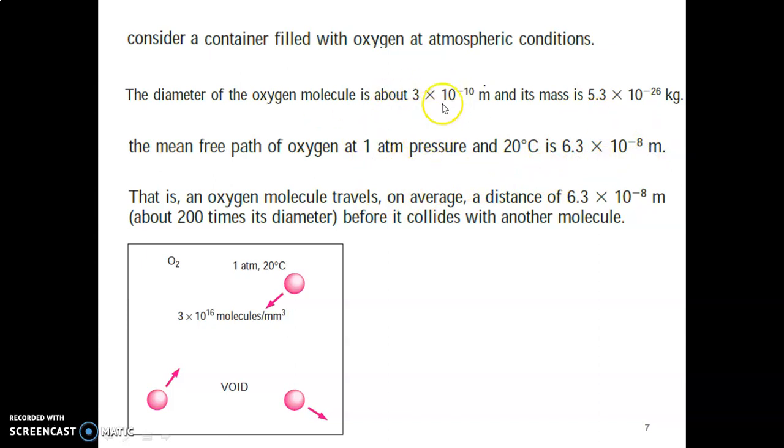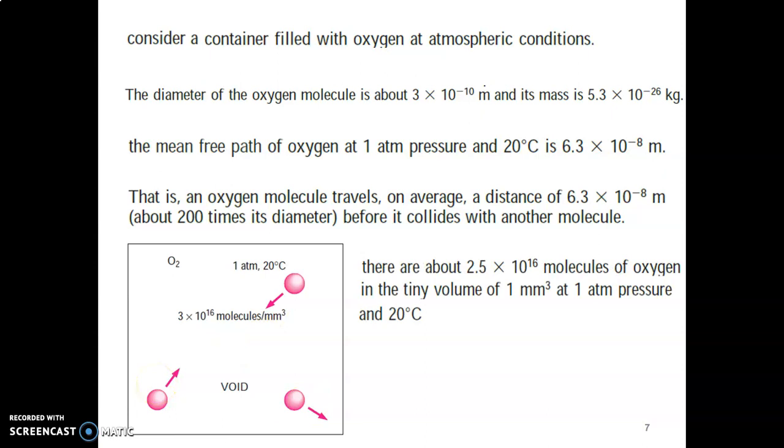After comparing with the oxygen molecule diameter, we can see that the oxygen molecule travels on average, that means its mean free path is 6.3 into 10 raised to minus 8 meter, and it is 200 times its diameter. This distance between 2 consecutive collisions is 200 times its diameter before it collides with another molecule. That means the gap itself is very large. The distance between 2 molecules before collision will be very large when compared to the diameter. That itself explains the presence of a large void or gap between the gas molecules.